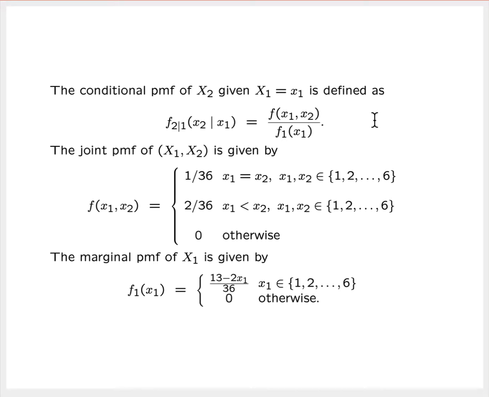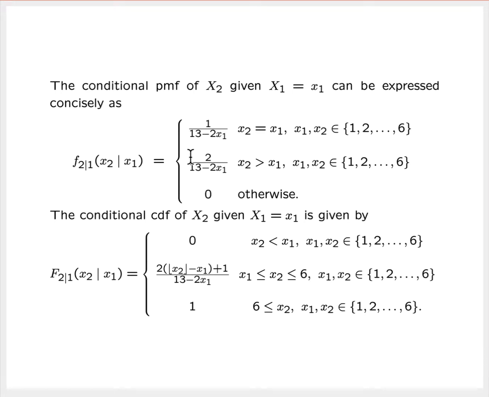Now combining these two results, utilizing the definition for the conditional PMF, we get the piecewise defined function for the conditional PMF of x2 given x1. It's equal to 1 over 13 minus 2 times x1, as long as x1 and x2 are both integers between 1 and 6, and x2 is equal to x1. And it is equal to 2 over 13 minus 2 times x1, as long as x1 and x2 are both integers from 1 to 6, and x2 is strictly greater than x1. And for any other value of x2, the conditional PMF is equal to 0.